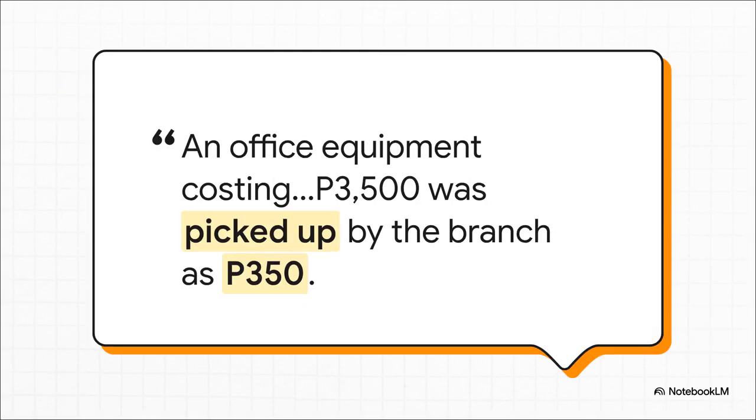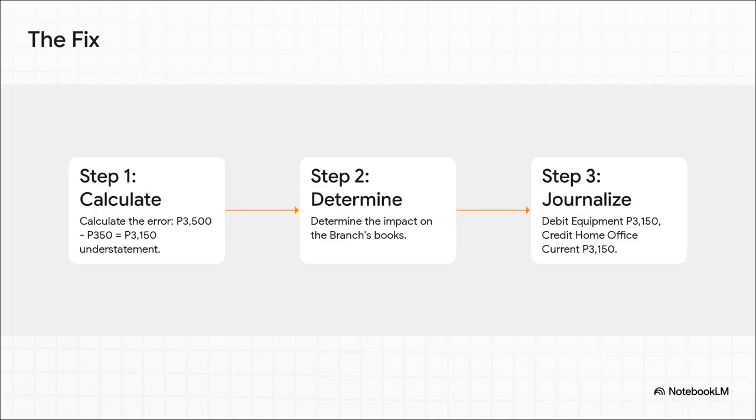An equipment that cost 3,500 pesos was recorded by the branch as only 350. One single zero is missing. But that tiny mistake creates a massive 3,150 peso hole in your reconciliation. It's crazy how that works. So fixing it is super straightforward.